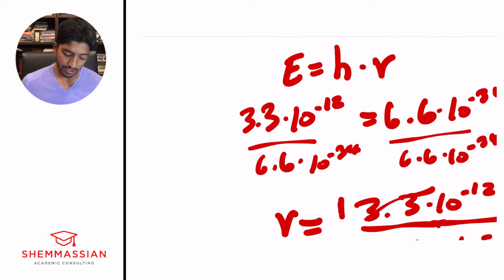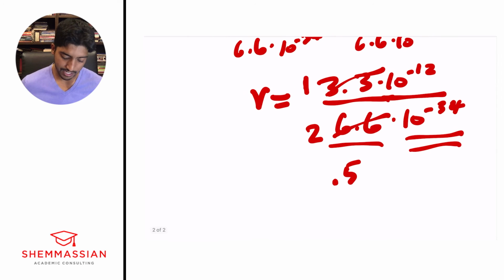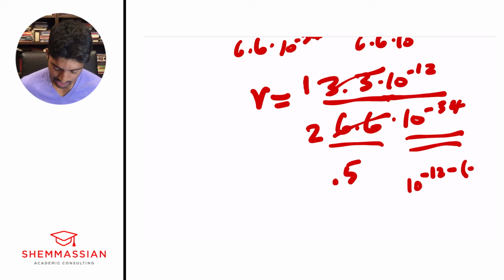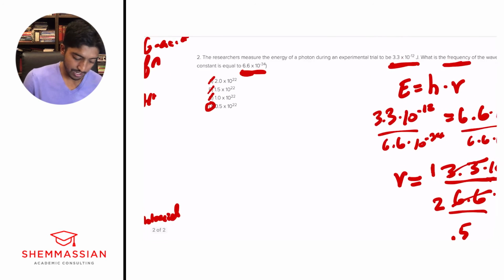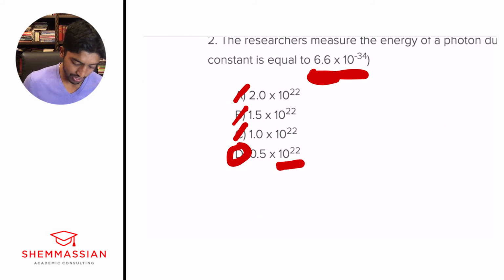So now we have 10 to the negative 12th over 10 to the negative 34th. And if you remember exponential rules, what happens when you divide? Well, you subtract the bottom from the top. So minus negative 34. And so negative 12 minus negative 34 is negative 12 plus 34, which in the end is 22. So 10 to the 22nd is the power. And we see that exactly matching right here.